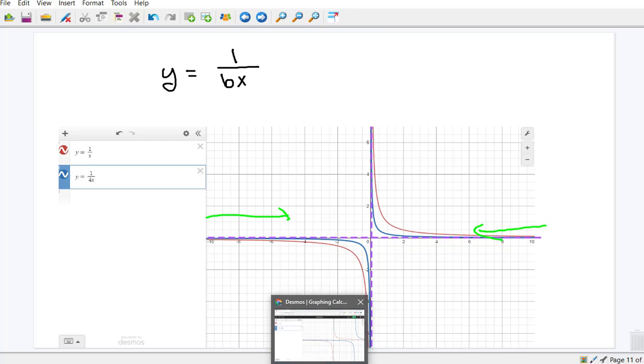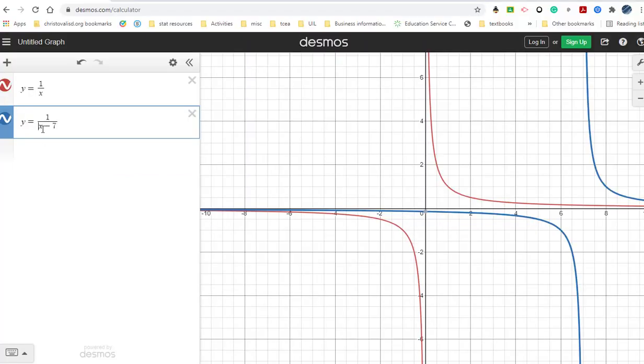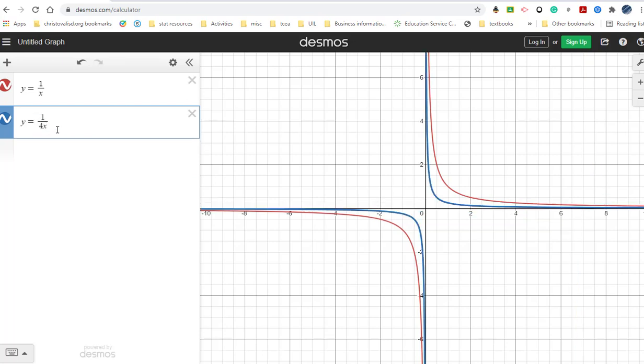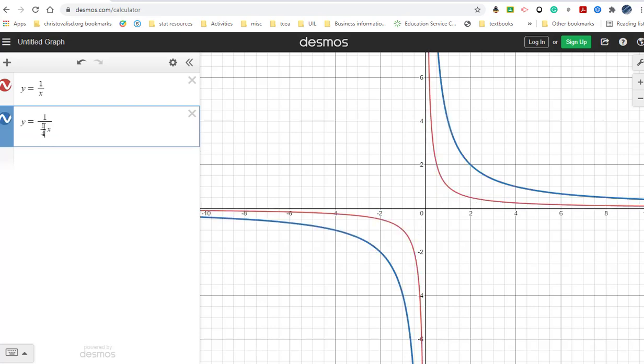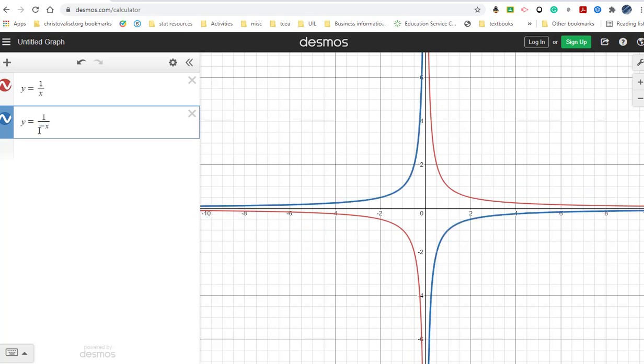Let's look at what happens as I type in other numbers. So let's put it back to what we had, 4x. So it's like that graph was pushed in from the left and right. But if instead I put it at 1/4 x, it's like I pulled it apart, pulled it away from the y-axis. So it was a stretch horizontally.